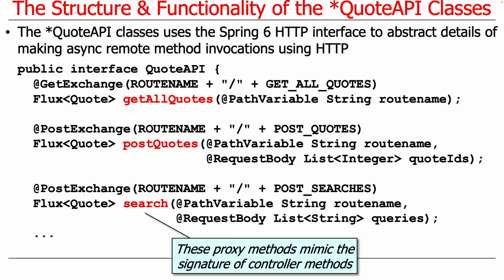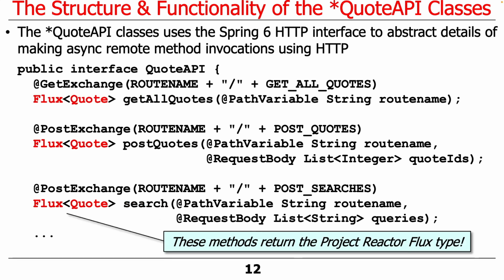And if you look carefully at these methods, they mimic very similarly, not identically, but they mimic most of the parts of the signature of the controller methods, absent the route name part. But otherwise, they return the same types, they take the same parameters, and they have more or less the same annotations with the names we're going to see here.